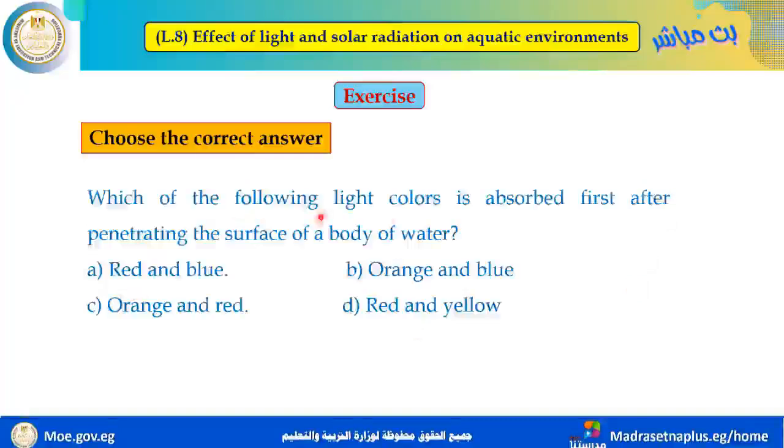Which of the following light colors is absorbed first after penetrating the surface of a body of water? Red and blue, orange and blue, orange and red and yellow. That's right. Let's go for the answer. Orange and red, which you call by what? By warm colors or warm lights. Okay?